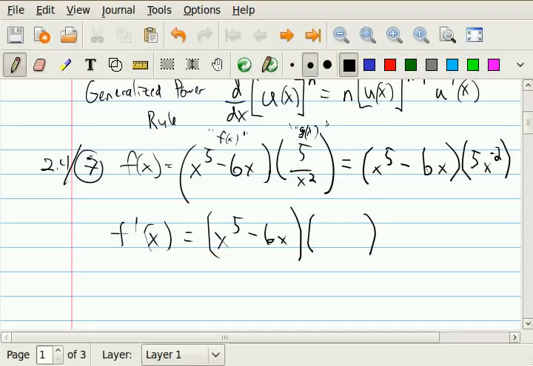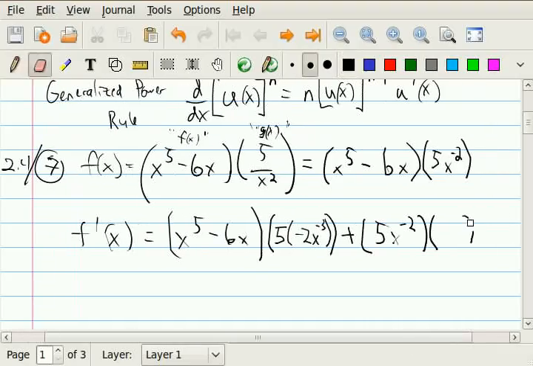So if we have to find the derivative of 5x to the power negative 2, of course the constant 5 can be factored out. And then we have to use the power rule here. So that's negative 2 times x to the power negative 3. I brought the old power down and decreased it by 1. Then I have to add to that the second function times the derivative of the first. The derivative of the first function is 5x to the 4th, I should use the power rule, minus 6. The derivative of 6x is 6.